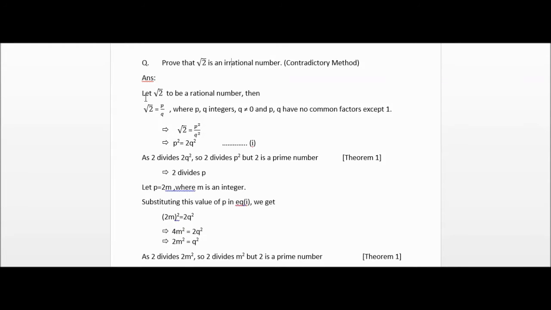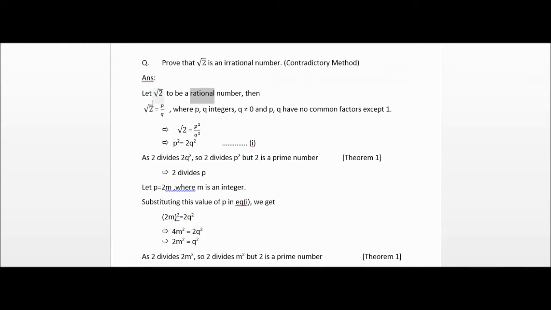First of all, I have considered root 2 as a rational number, and meanwhile we will prove that no, it is not a rational number, it will be an irrational number. Okay, so let's start. Let root 2 be a rational number.